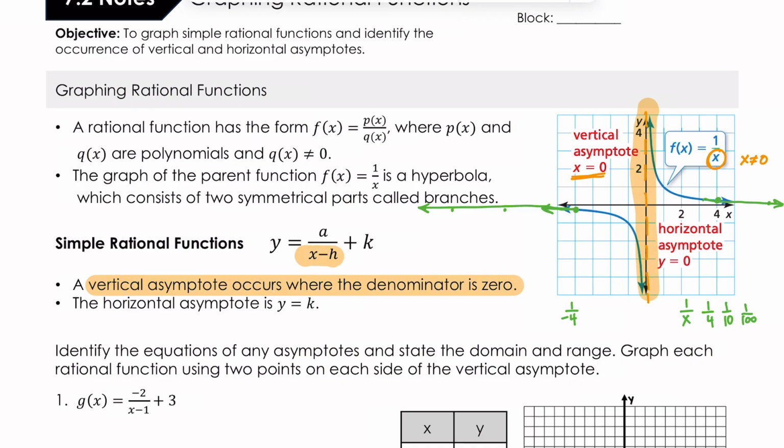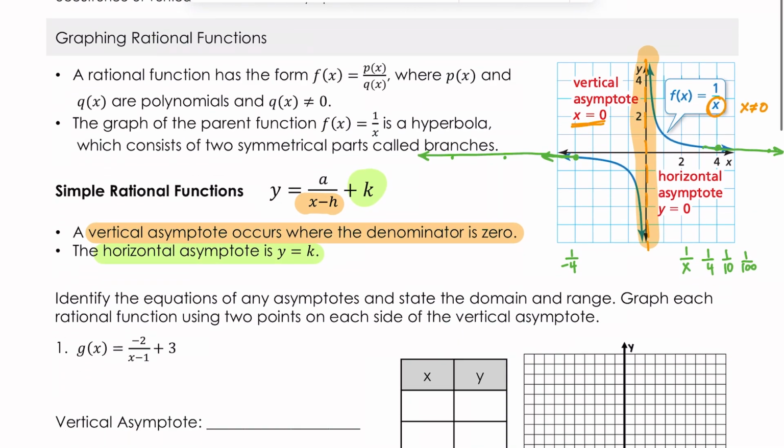So we're going to be looking at that little denominator part. And the horizontal asymptote, if we're in this form, is always going to be the k value, because that's how our graph moves up and down. So that's what we're going to look at on these graphs.